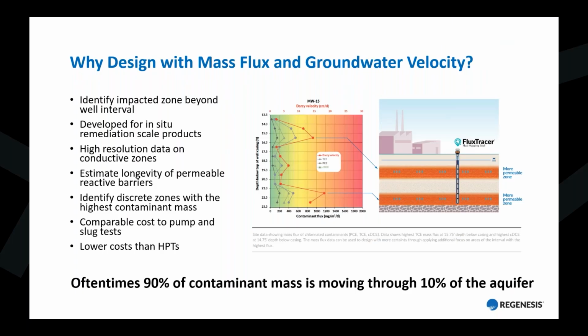So again, why do we design with this? This allows us to identify impacted zones, get better resolution on conductive zones where you have areas of high or low permeability, and it also allows us to focus our designs. The costs of using these flux tracer devices are comparable to a slug test. And we often observe that you can have 80 to 90% of the contaminant mass moving through just 10 to 20% of this aquifer section that we may be looking at.